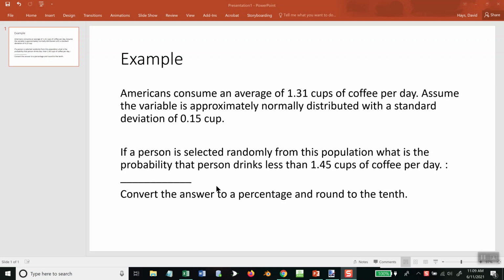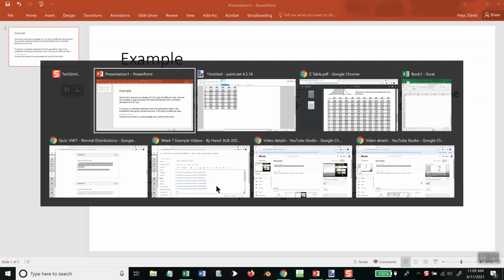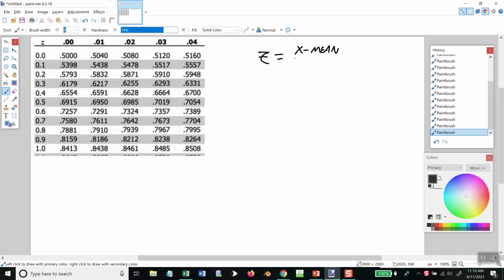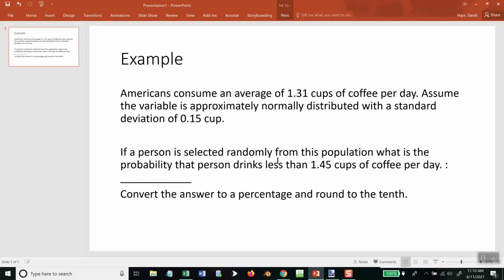Now, no longer are we given things as standard normal, so we have to do our conversion. So we convert it to a z-score. And your z-score is equal to x minus your mean divided by your standard deviation. Now it's asking us for what is the probability a person drinks less than 1.45. Whatever number goes along with your question asking about probability, percentage, proportion, that's your x.